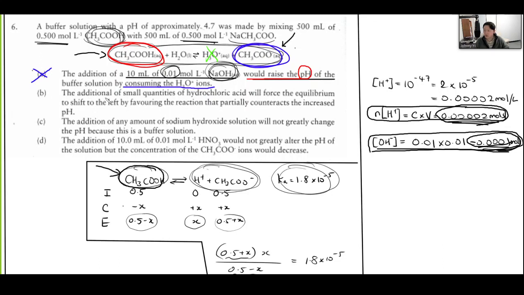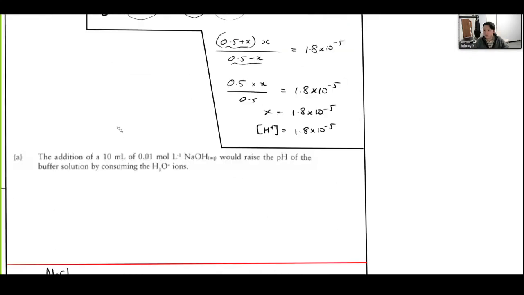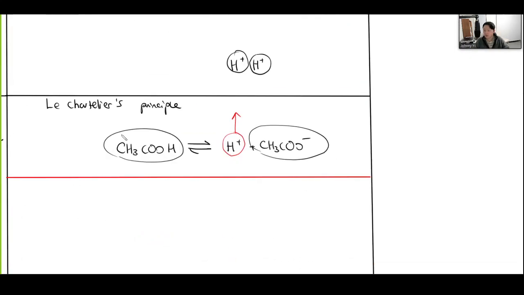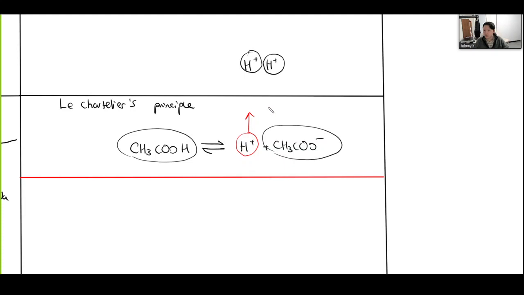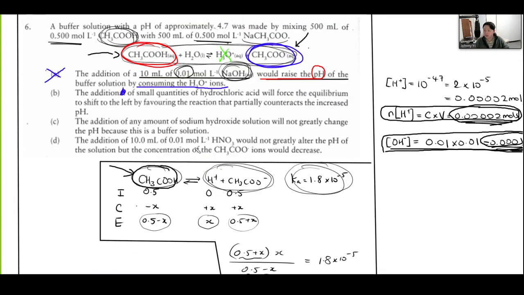Okay. The addition of small quantities of hydrochloric acid, so yeah, this is what we talked about, will force the equilibrium to shift to the left. In terms of Le Chatelier's principle, when you add the hydrochloric acid, you are increasing this population. That'll cause this thing to combine and shift to the left, right? Yeah, it'll shift to the left.